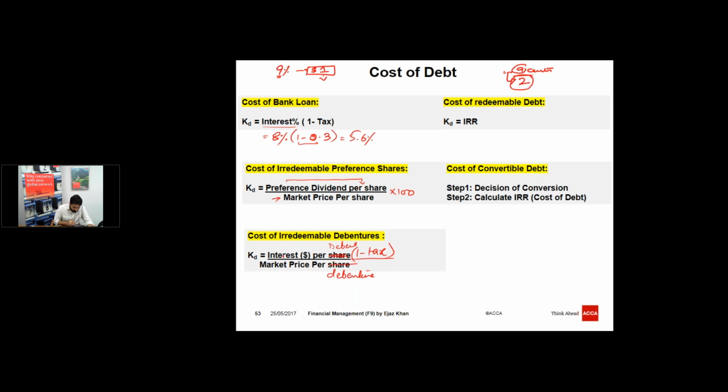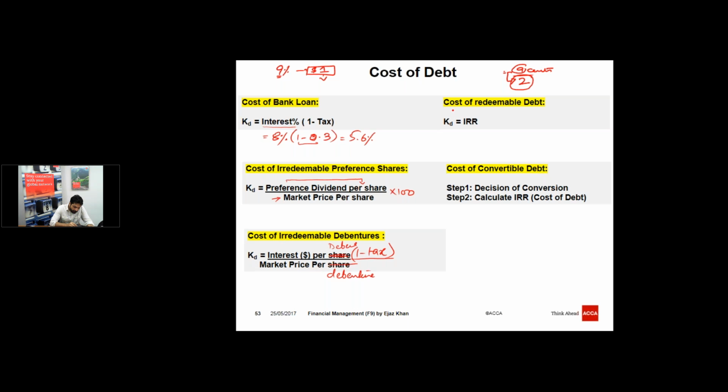So what we have to do is take the interest per debenture. Usually the assumed value of a debenture will be $100. So we'll take interest per $100 in the numerator. Again, the interest percentage will be applied to the par value of the debenture, which is usually supposed to be $100. So we'll take the interest per $100 and divide it with the market price per debenture to get the cost of debt.